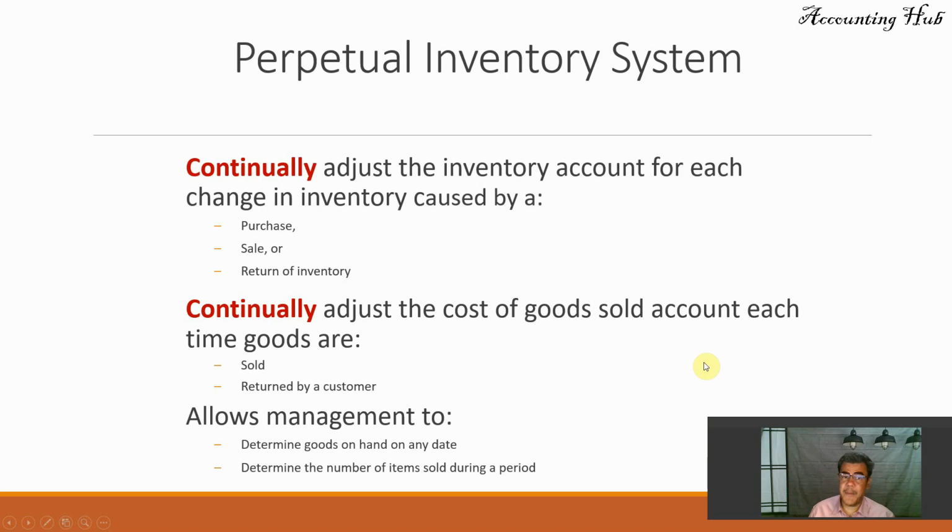What is the difference? Perpetual continually adjusts the inventory account for each change in inventory caused by a purchase, sale, or return. So we have our ending balance of inventory after each transaction, not only at the end of our period. And also the cost of goods sold. We have cost of goods sold at the end of each transaction and not at the end of each period.